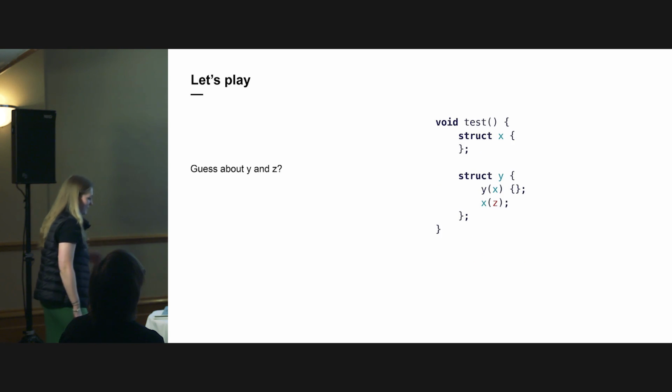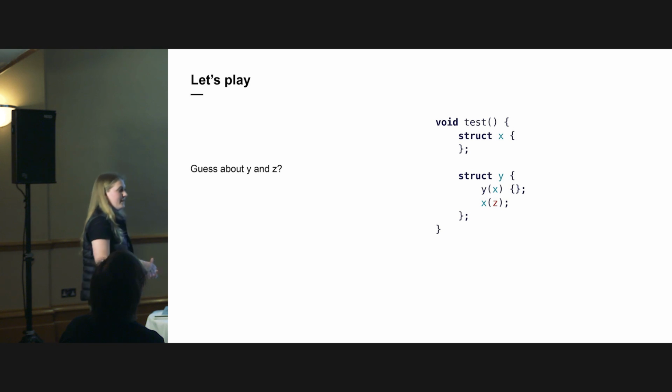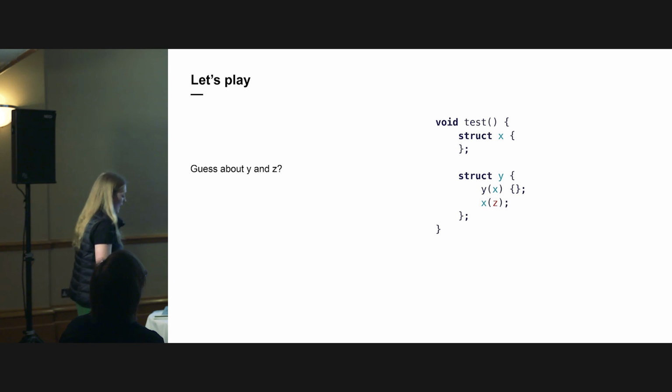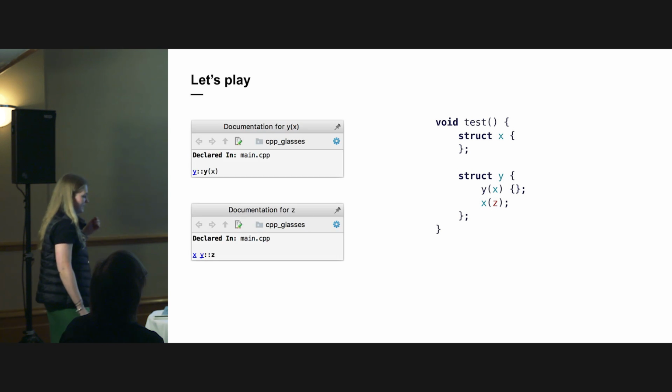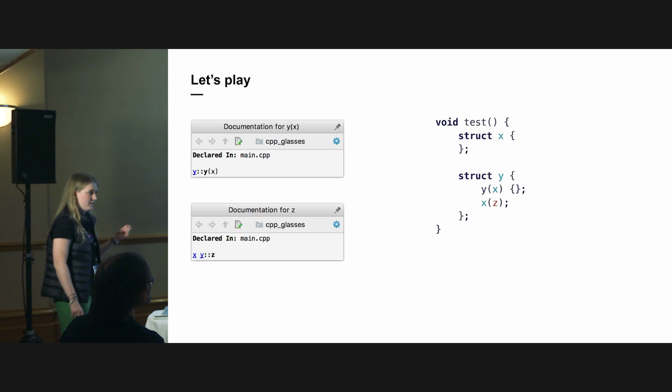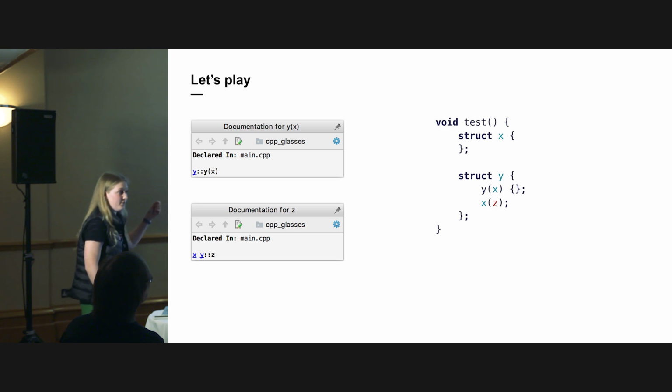Okay, one more example. Not such similar lines, they have some differences, but still, if you think about what Y and Z are, you could find out that the first one is a constructor with a parameter, and the second one is a variable Z of type X. But they also look very similar, if you know nothing about X and Y, so you know nothing about the code there.